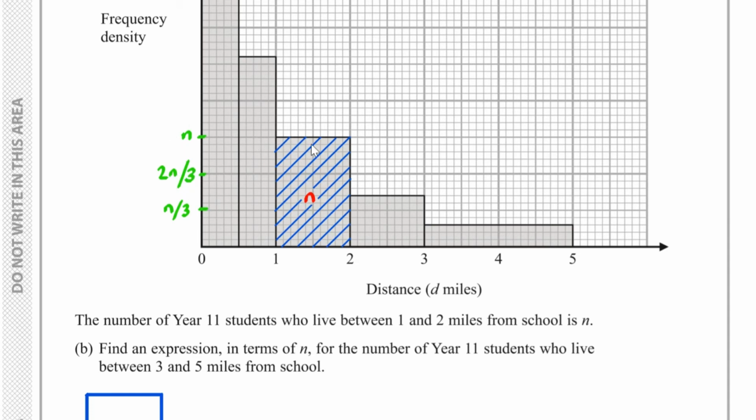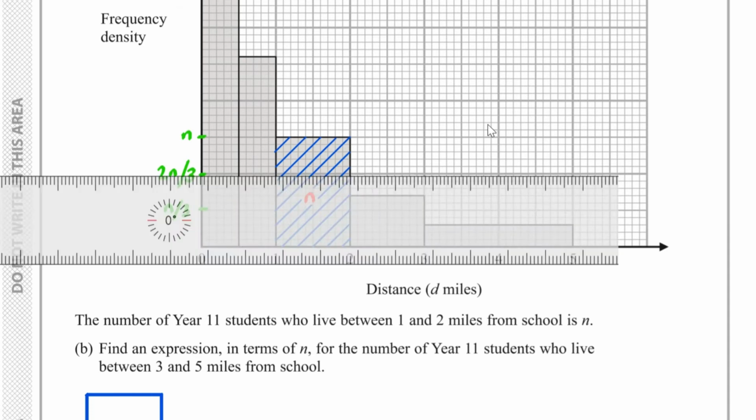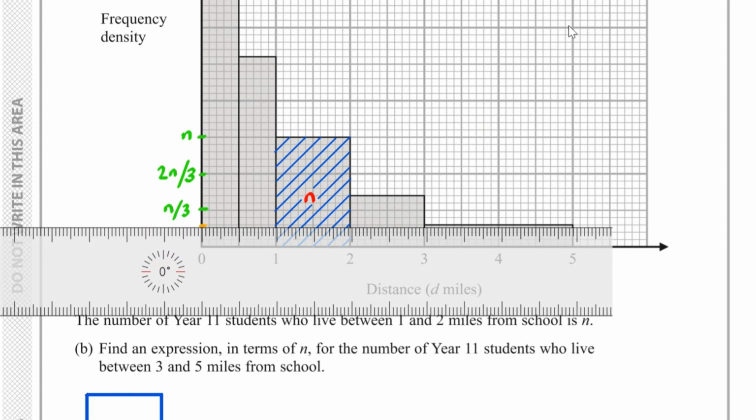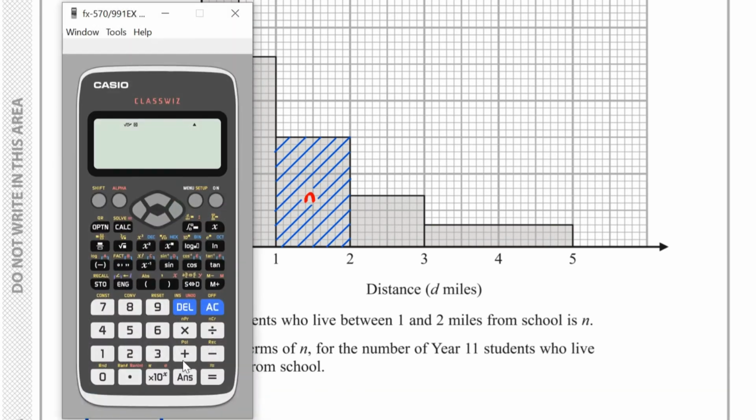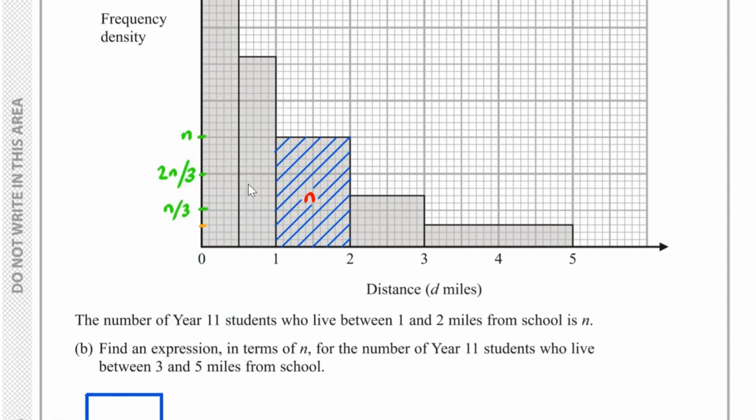If this height here is n, what I need to do is find out what this bit is worth. So this bit, n over 3, is being split up into 5 parts. So I've got a third n being split up into 5. That's 1 over 15 times 3, so that over here is worth n over 5. So each tiny little square is worth n over 15.